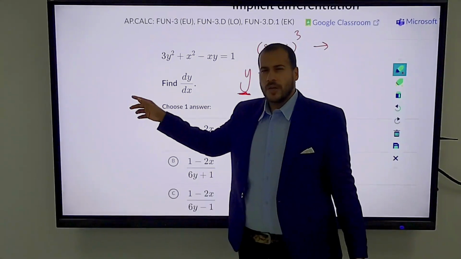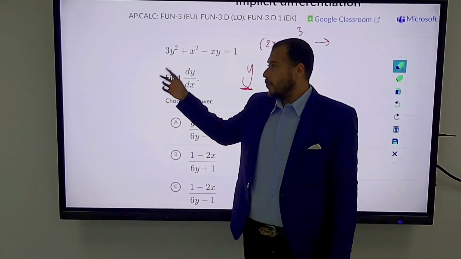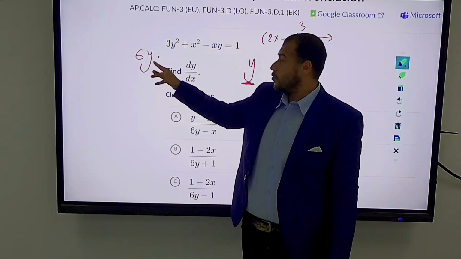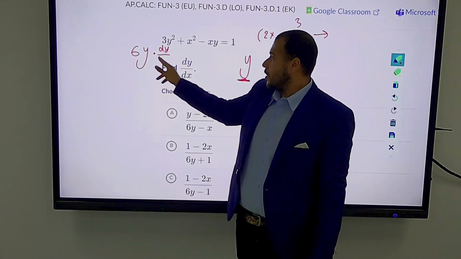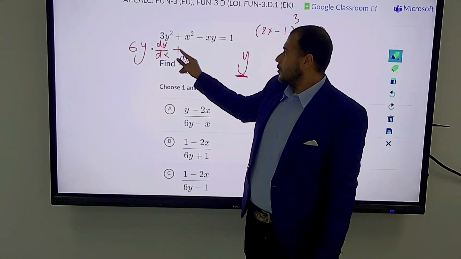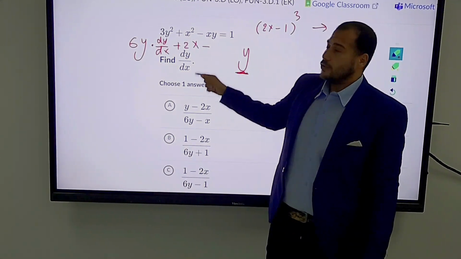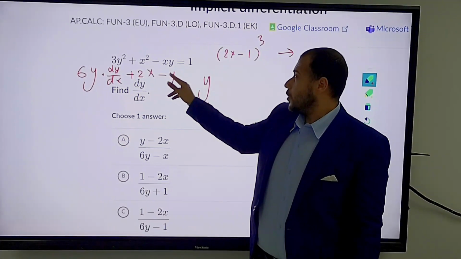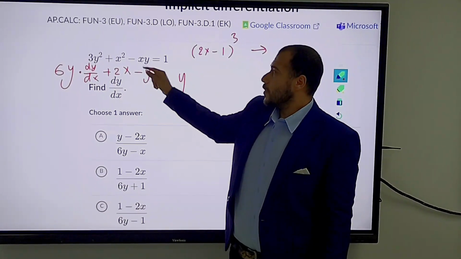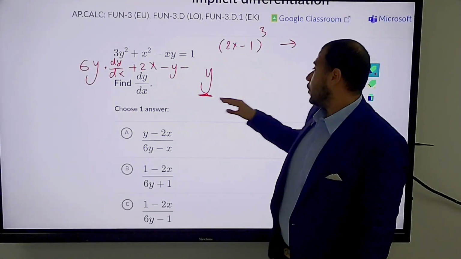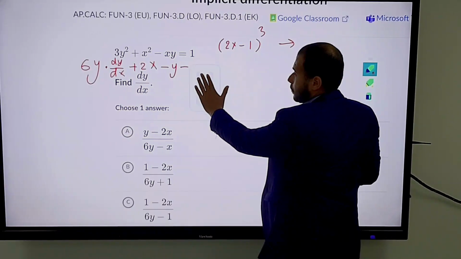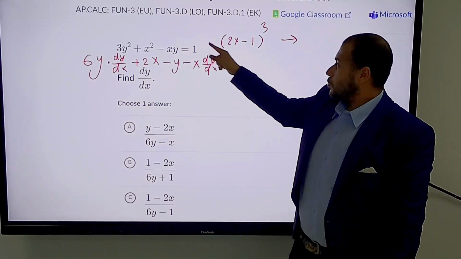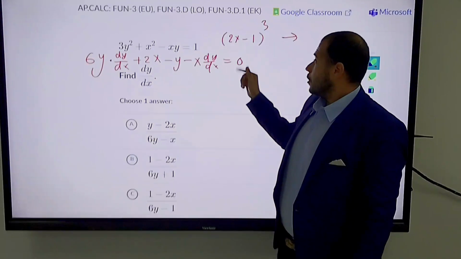3y squared. If it was 3x squared, it would be 6x. But this one is 3y squared, so it will be 6y, and don't forget to multiply by the derivative of y, dy/dx. The second one is 2x, and then don't forget to use the product rule. The derivative of x is 1 multiplied by y, and then plus the derivative of y, dy/dx, multiplied by x, so it will be x dy/dx. Equal to, don't forget, the derivative of a constant is 0.